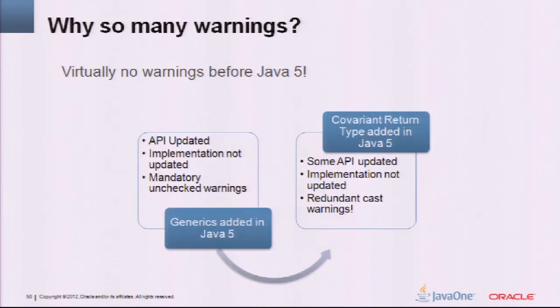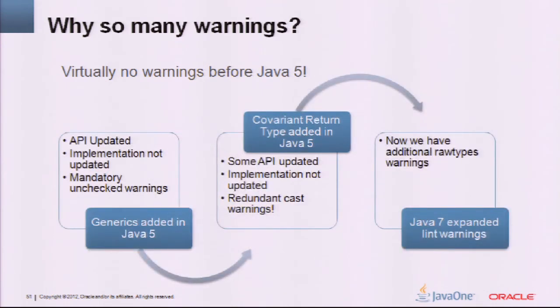Covariant return types were also added in Java 5. What are covariant return types? I'll come back to it in some time. But then we also updated some of our API to take advantage of this, and the implementation was probably not updated to take care of that. And then we had several redundant cast warnings because of that. Java 7 expanded on lint warnings. If you use Java 6, you don't get raw types warnings. If you use Java 7, same code, you start getting raw types warnings. Nothing has changed, the code is the same, but we have so many additional warnings right now.